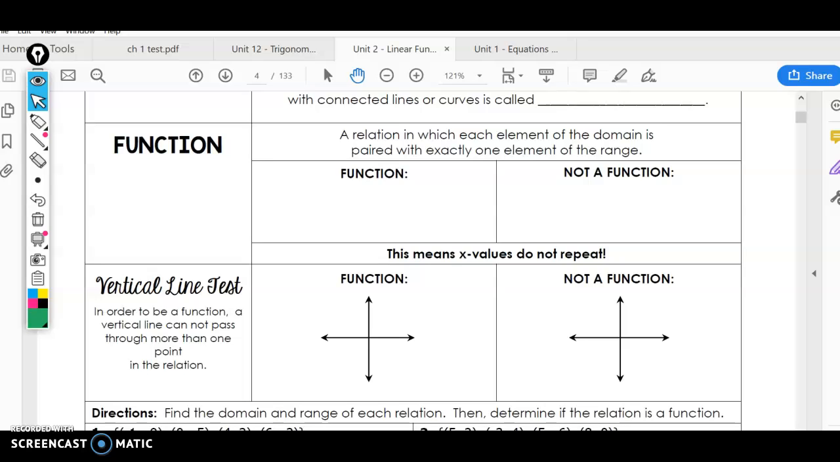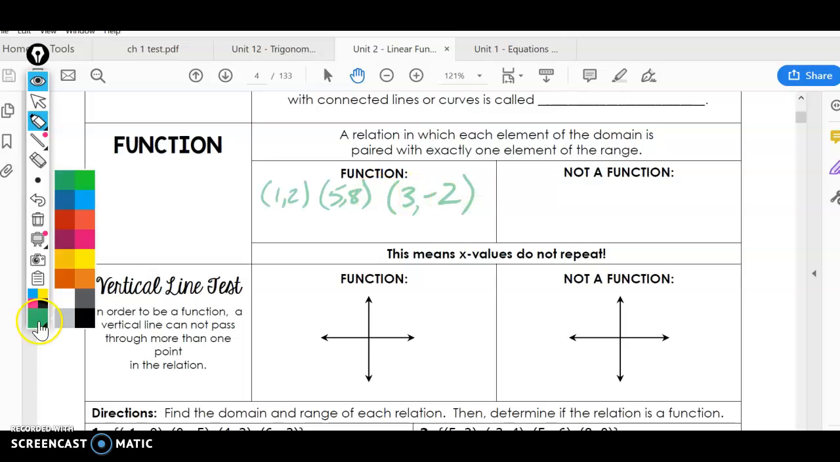Identify whether a relation is a function or not. So functions can't repeat domain values. There can only be one x. So a function could look like (1, 2), and then the next point, let's say (5, 8), and then the next point, let's say (3, -2). The x values here do not repeat. At 1, 5, and 3, all different.